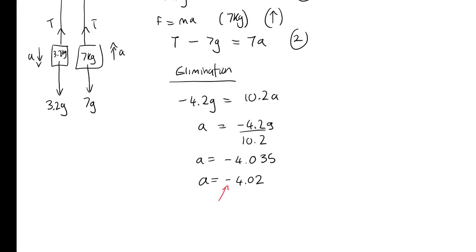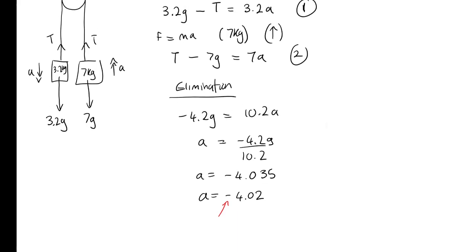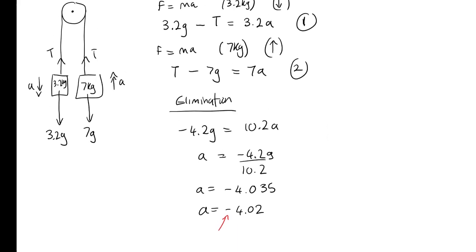The minus means that we got the direction of acceleration wrong the first time we did this. So if you wanted to go back to the picture and put acceleration on in the correct physical direction, it should look like those red arrows there.